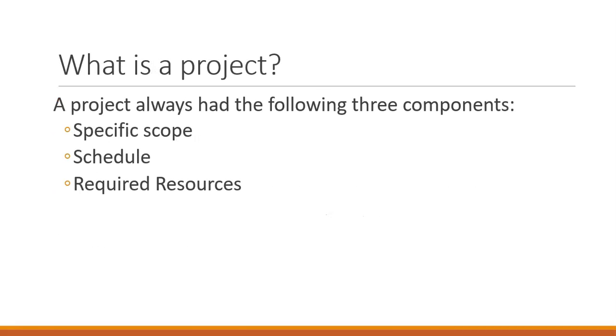When we're looking at a project, a project always has 3 components: a scope, a schedule, and required resources. So you've been looking at for the last year the scope of your project and what that project is going to look like. The scope is the purpose or what the ultimate result of the project is going to be. Why is this project even happening?